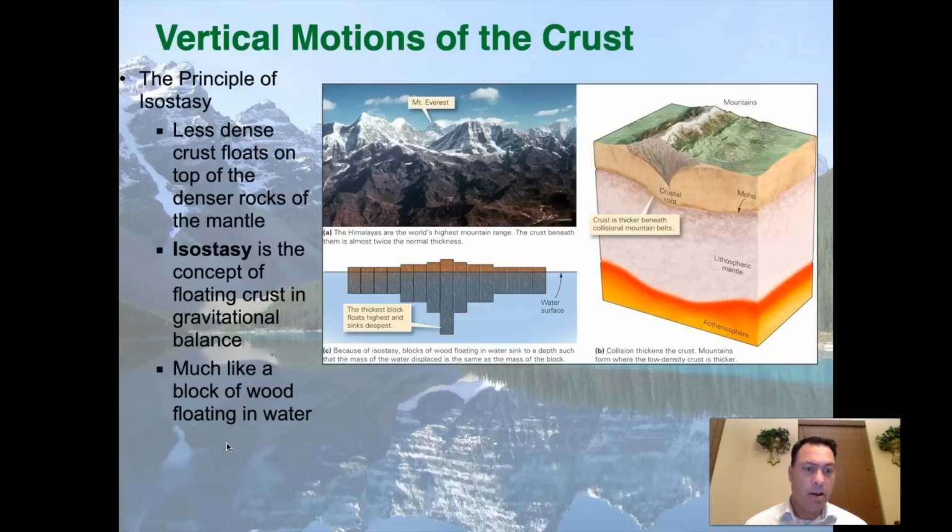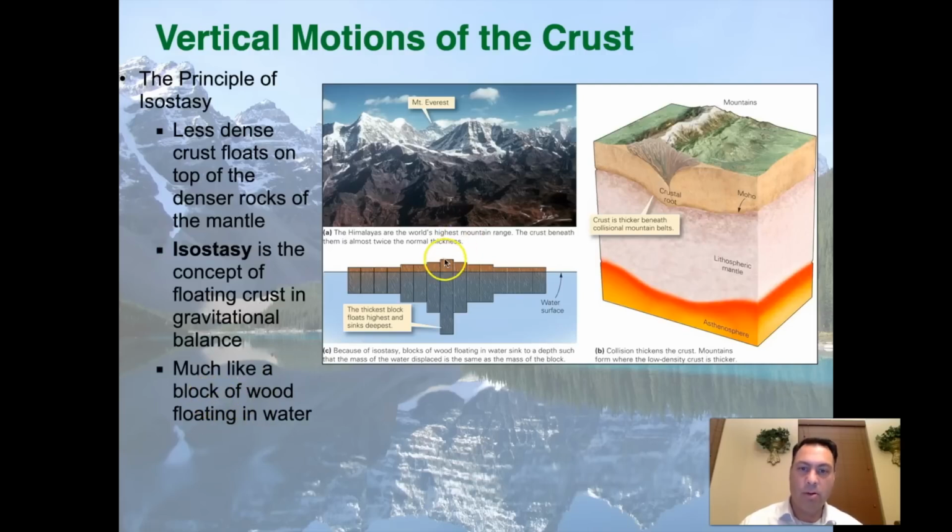Now there is kind of a last topic we want to talk about for how you can get tall mountains. It's the principle of isostasy. So less dense crust, it turns out, floats on top of the denser rocks of the mantle. So you've got crust up on top for a reason. It's because of density. Now, isostasy is the concept of floating crust in gravitational balance. So if you have a large amount of crust, it's going to have an effect on what's going on below it and around it. So it's going to imprint itself, much like a block of wood floating in water.